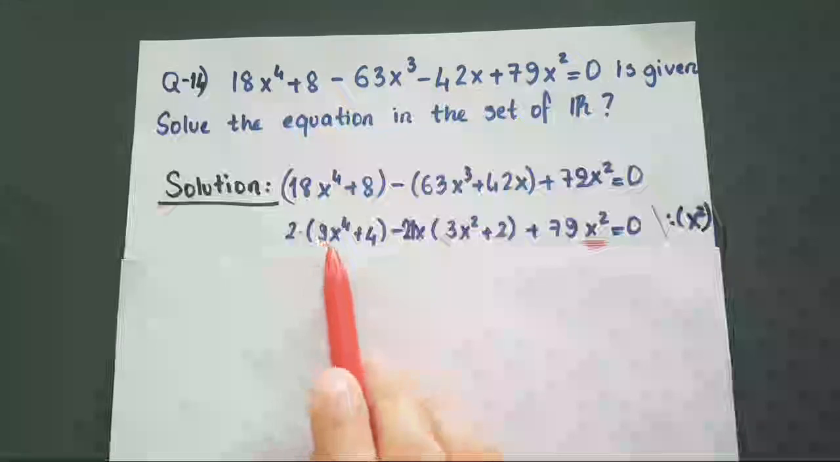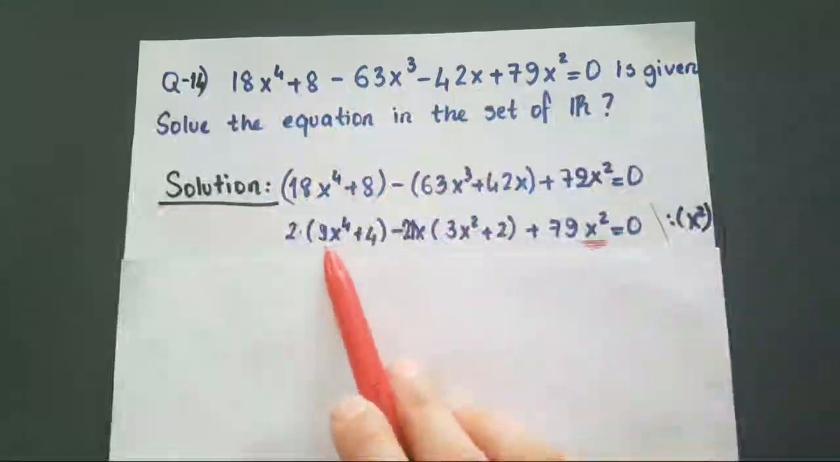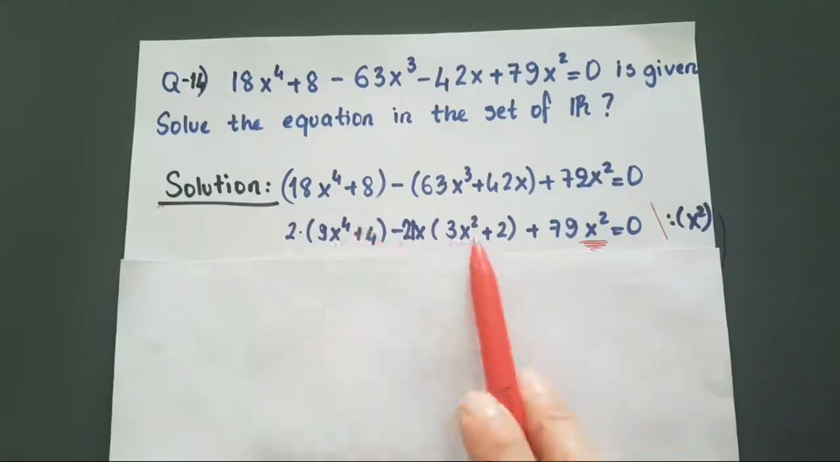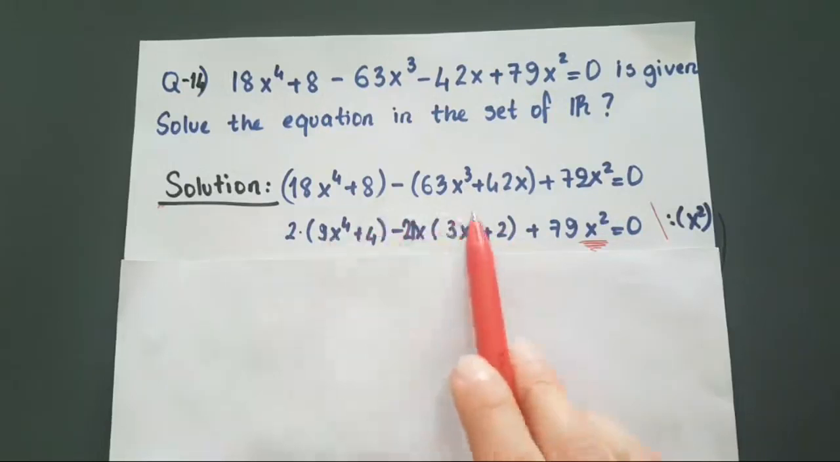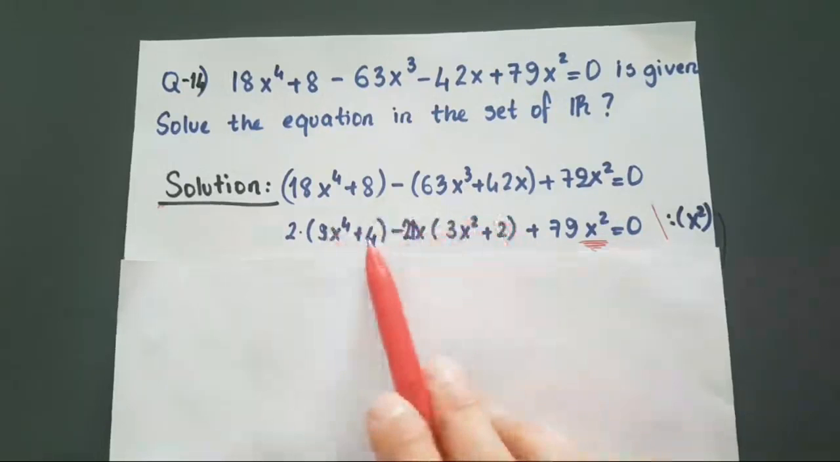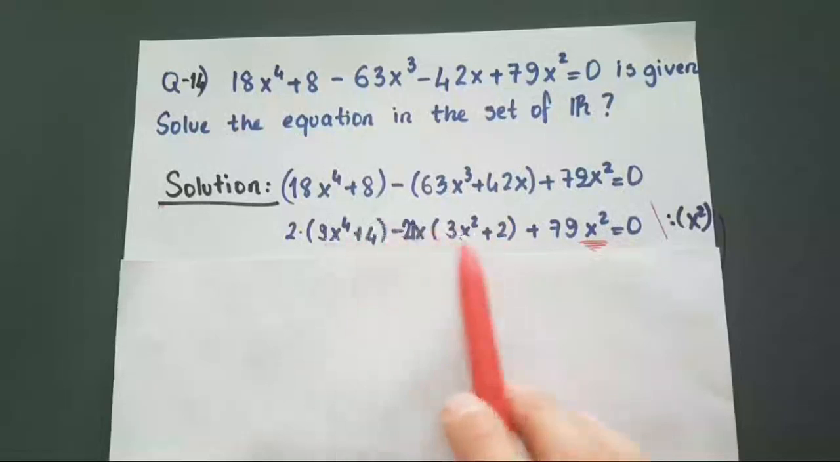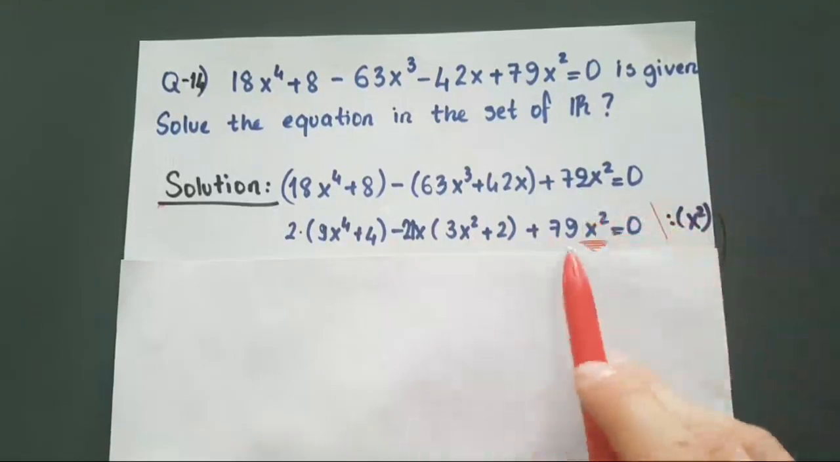When I check the first and second terms, look here: 9x to the power of 4 and 3x to the power of 2, 4 and 2. Square of the first term here, square of the second term here. So I will do something with these two, but later, because we have a bigger problem: 79x to the power of 2.